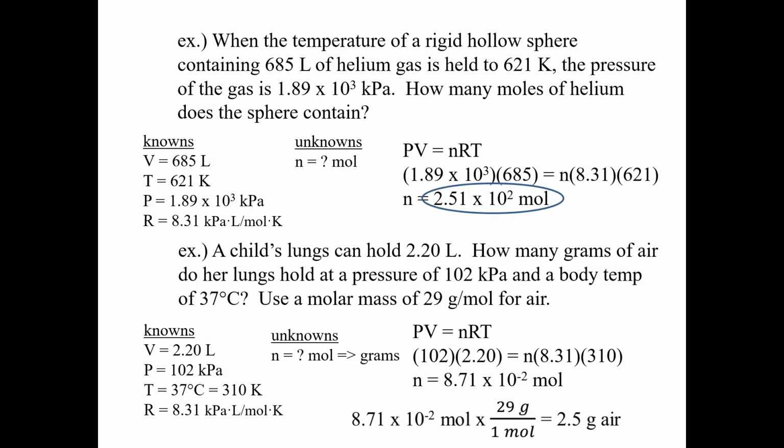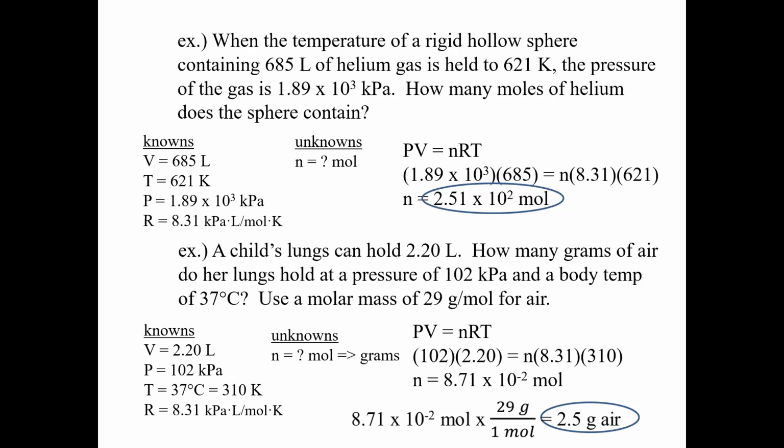So a little kid, when they breathe in, right, they're going to fill up their lungs with air. But remember, air is really light. So there's only a total of 2.5 grams worth of air total in a child's lungs when they breathe in. Okay?